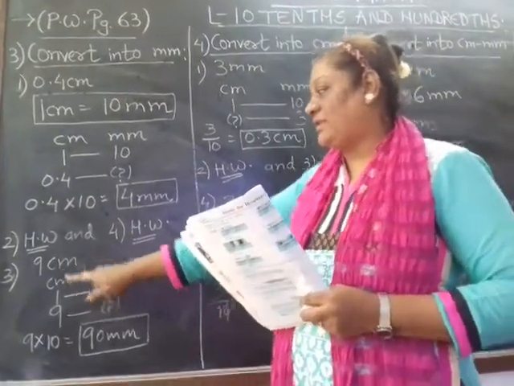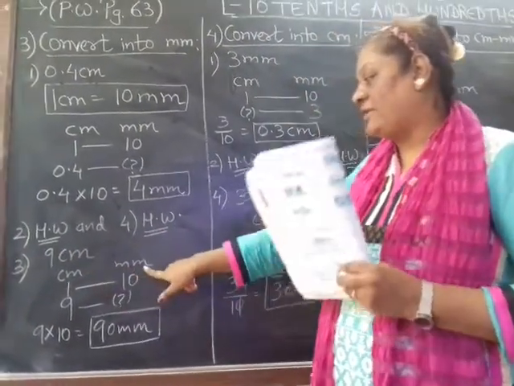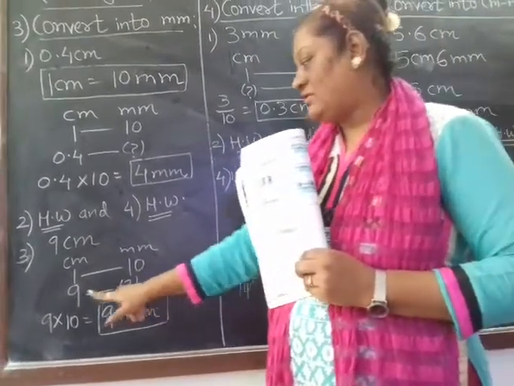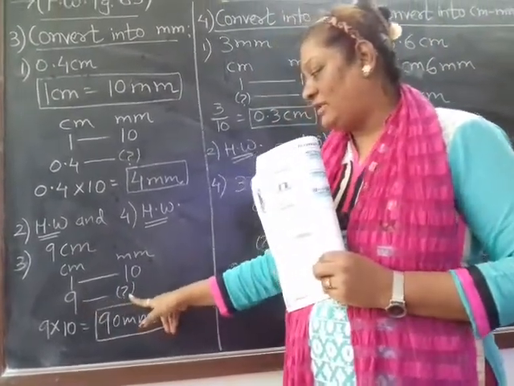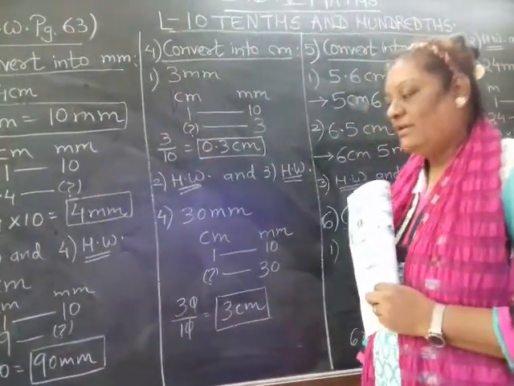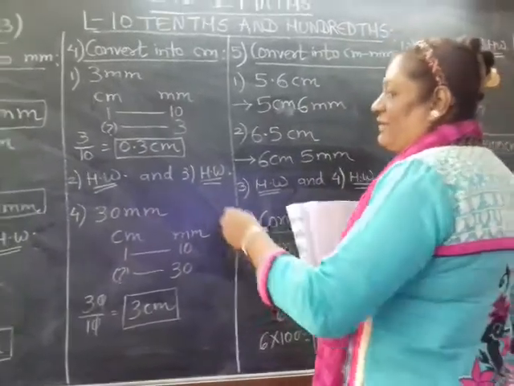Now question number 2 and 4 are given in the homework. Same way in question number 3, 9 centimeter is given, you have to convert into millimeter. So 1 centimeter is equal to 10 millimeter. So 9 centimeter means how much millimeter? So 9 into 10, 90 millimeter.